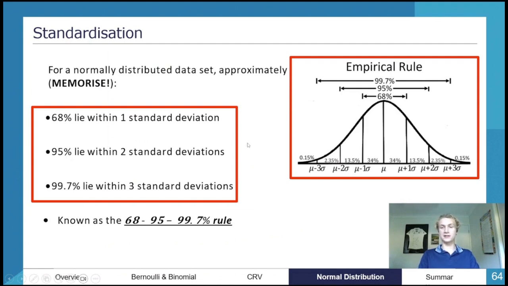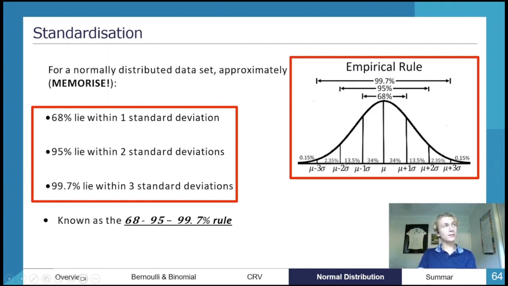Then we have that 95% lie within two standard deviations. So between here and here, 0.95 is the probability. And of course, if we were to integrate between negative infinity and positive infinity, you get 1. The probability is going to be 1, isn't it? So 95% lie between here and here, so 0.95, and then 99.7% lie within three standard deviations. So between here and here, 0.997 is the area.